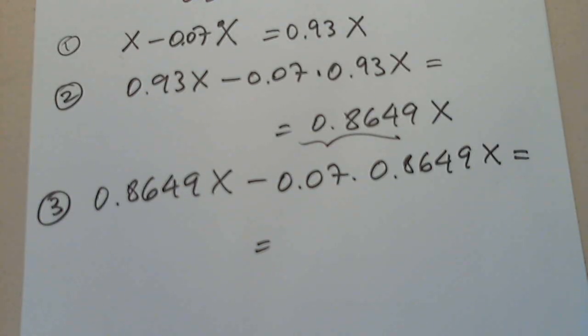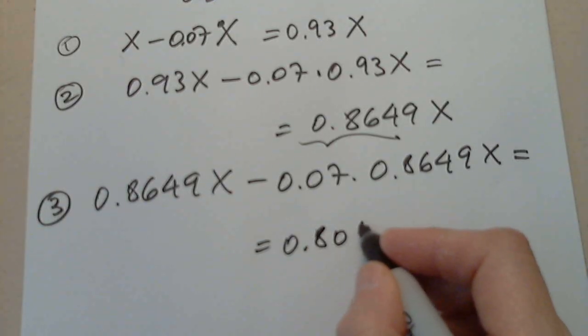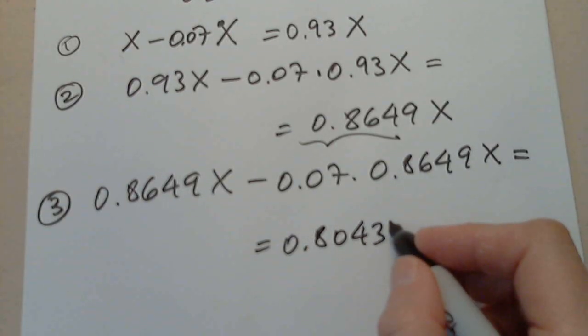So 0.8649 minus 0.07 times 0.8649. So this is 0.8043x.